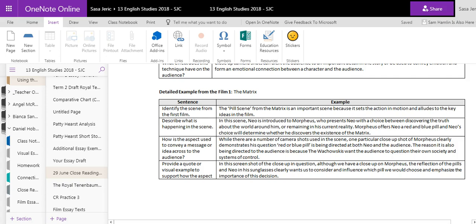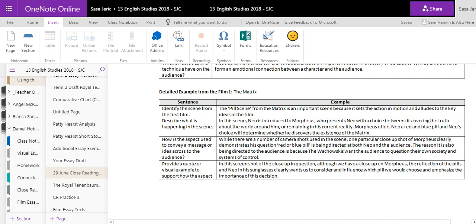Okay, so I've said in this scene, Neo's introduced to Morpheus. He presents Neo with a choice between discovering the truth and going back to where he was. So he offers him this red and blue pill, and that choice will determine whether he discovers the existence of the Matrix. Now I've gone ahead and described that scene. I've got to go back now and take the aspect. So I've talked about close-up. So now I've got to say, how is that used to get the message across?